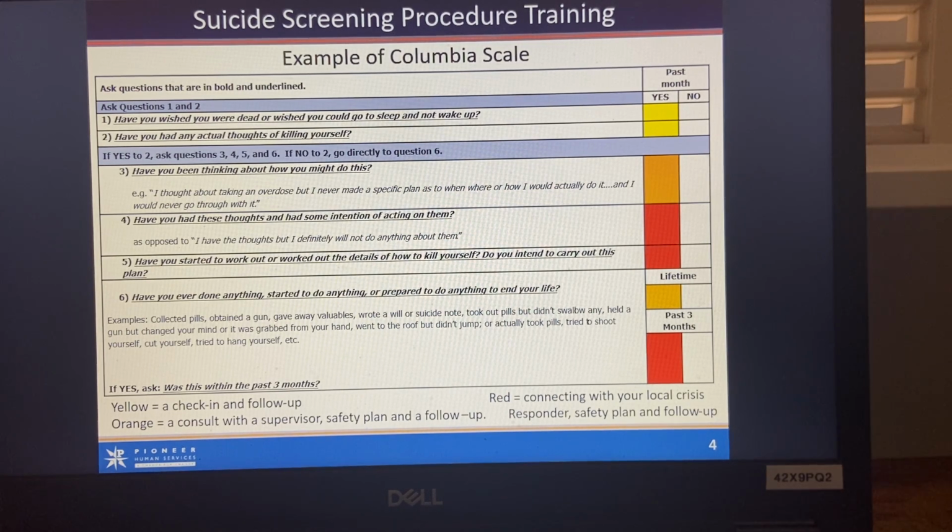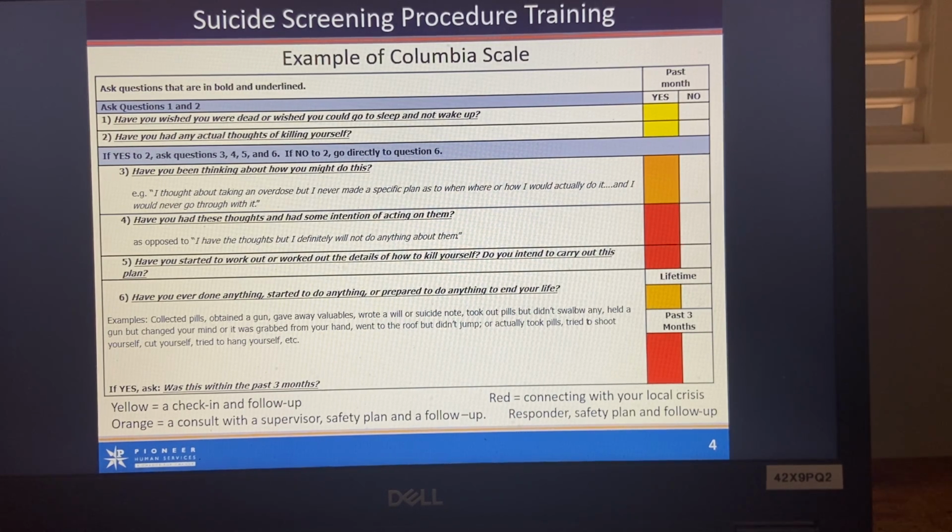Pioneer has decided to adopt the short version because it can be used generally by any staff member who plays a key role in contact with clients on a daily basis. The Columbia Scale short version is 6 questions, color-coded by risk level, as well as the number in which you get determines what you are to do as a staff person.